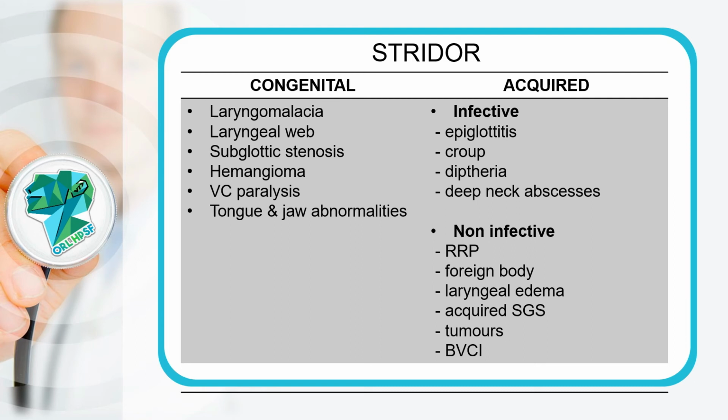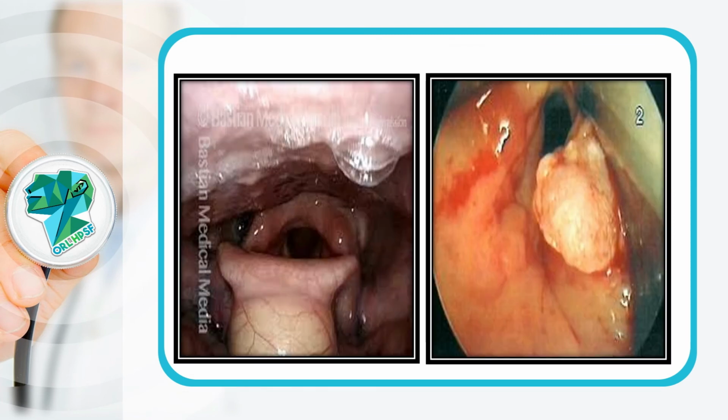There are many causes for stridor. It can be either congenital or acquired, so you have to determine the age, the onset and duration of the symptoms. From here, you can see usually in the acute setting, we suspect infective rather than non-infective or congenital causes. Here on the left is the presence of an epiglottic cyst, and on the right, there's a mass at the foregut extending into the throat. Could be laryngeal carcinoma.